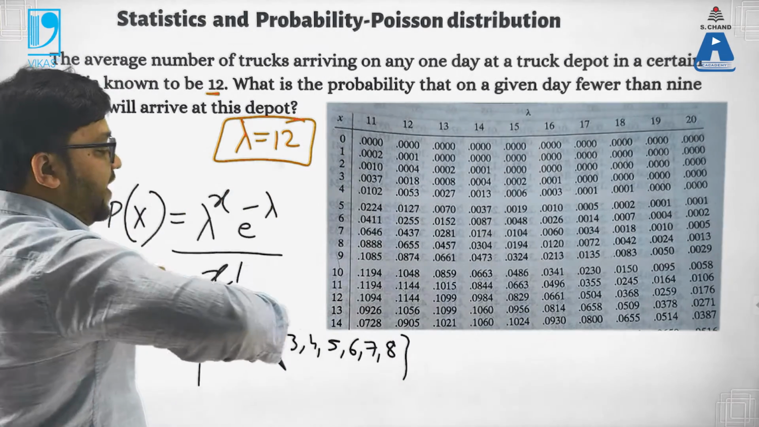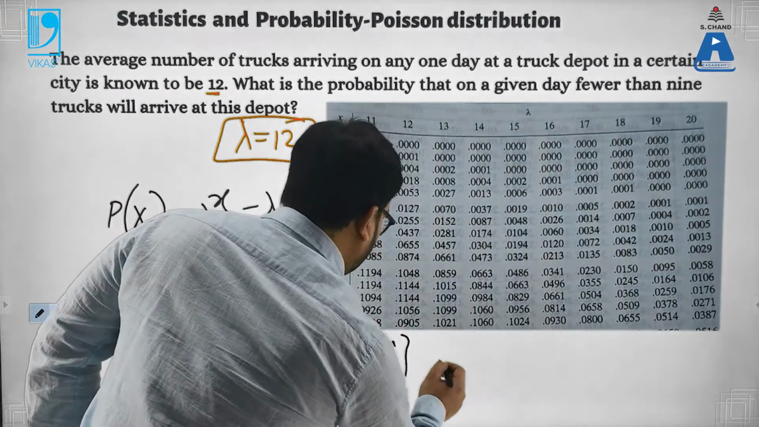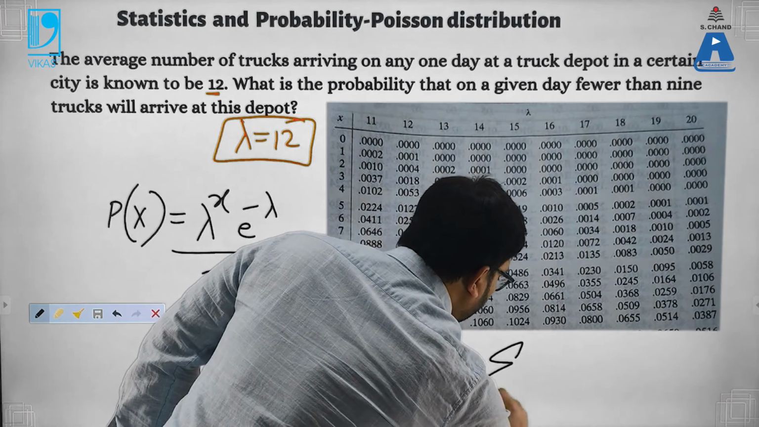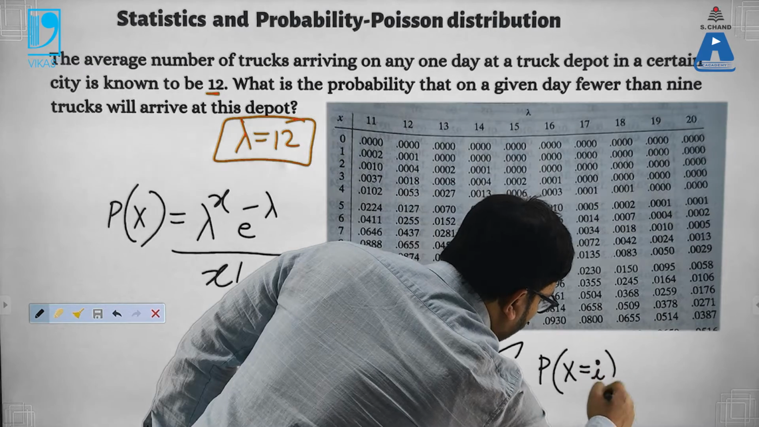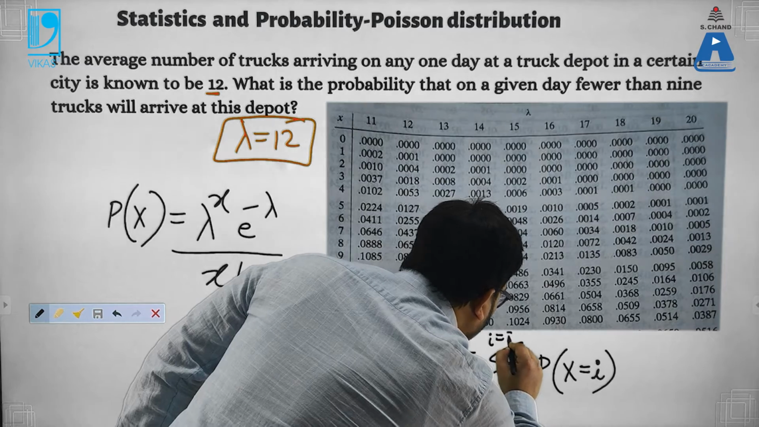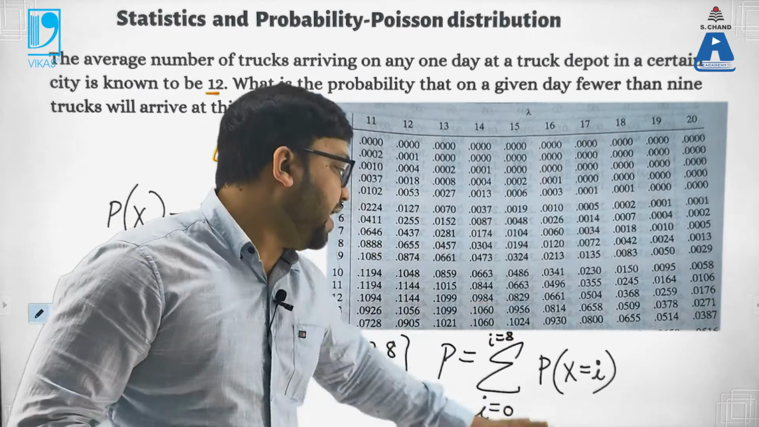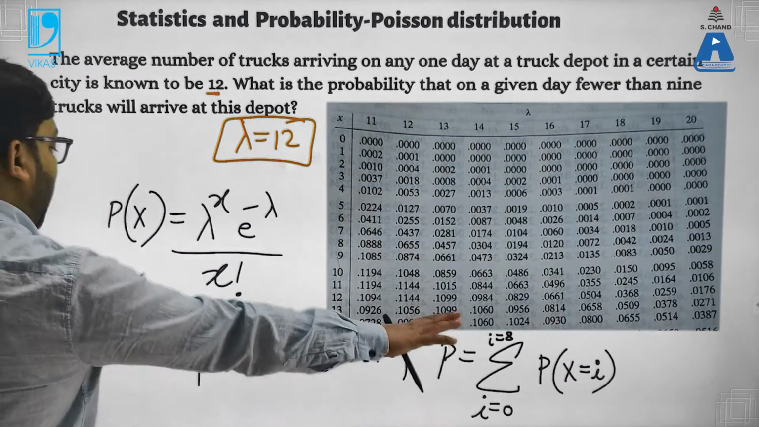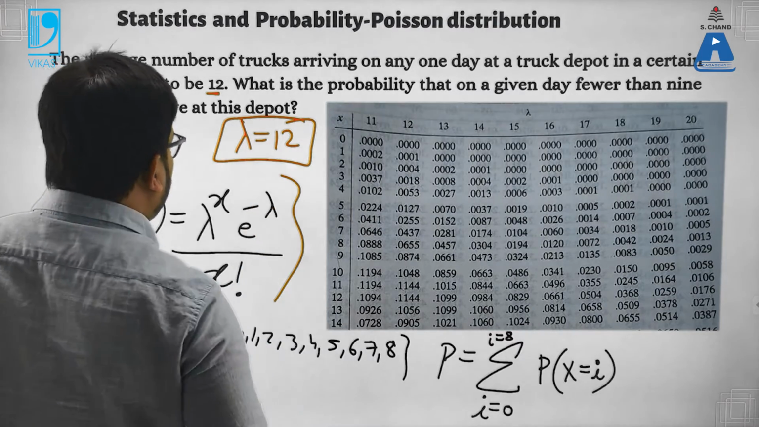Find out the value, and then add them up. So the probability that I required, if I write it mathematically, is going to be this: sigma probability of x is equal to i, where i starts from 0 and goes until 8. So if I write the scenario mathematically, this is what you have to get, and a particular probability you will get using this formula.